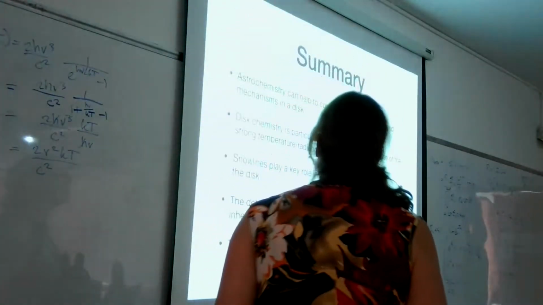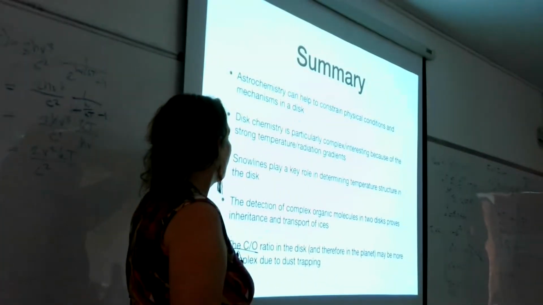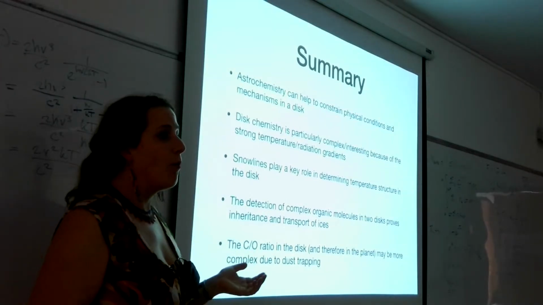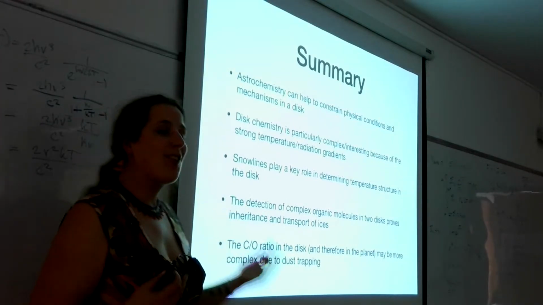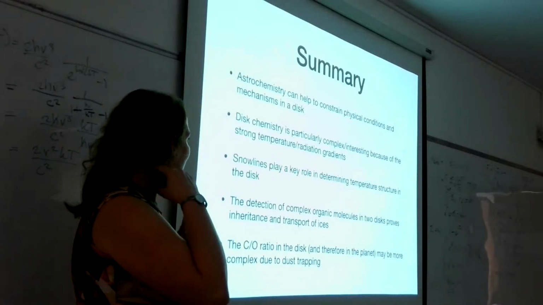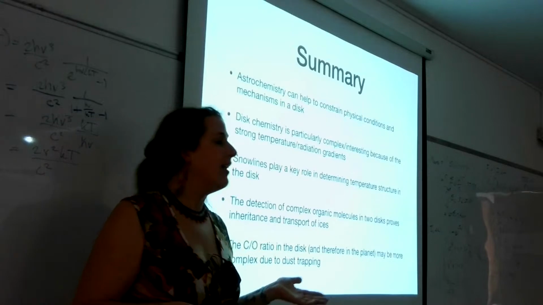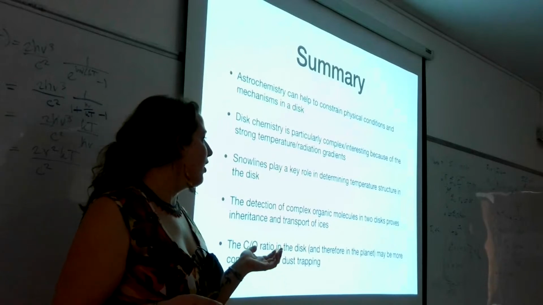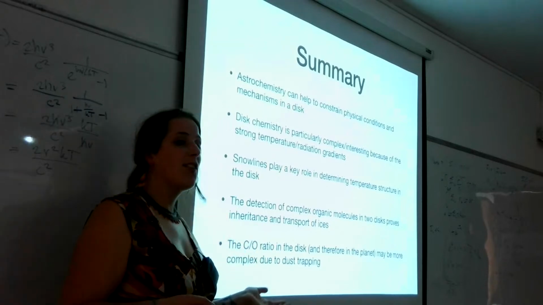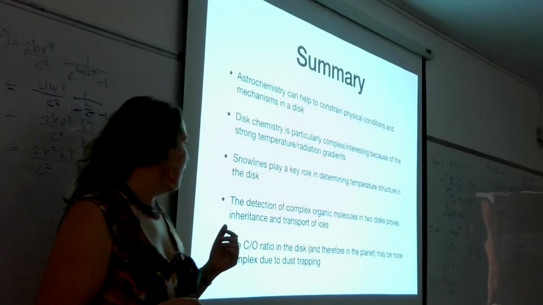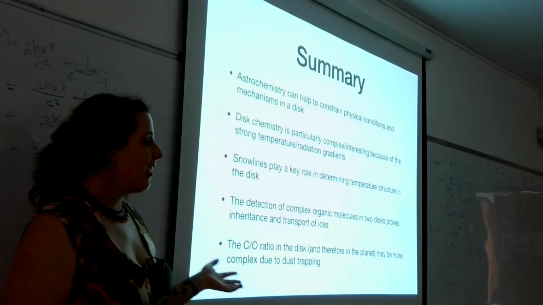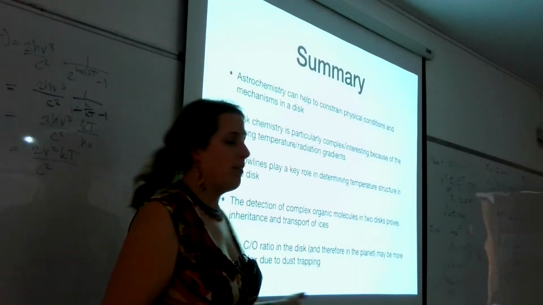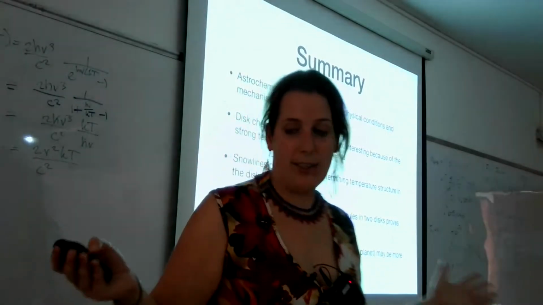Okay, so to summarize, astrochemistry can help to explain physical conditions and mechanisms in disks. This chemistry is particularly complex, but therefore also interesting because of the strong gradients of temperature and density. Aggregation and snow lines play a key role in determining the temperature structure. Detection of complex organic molecules proves the inheritance and also transport of ices in the disk. And the C/O ratio in the disk, and therefore also in the planets, may be more complex due to dust evolution effects. So that's what I have on disk chemistry.